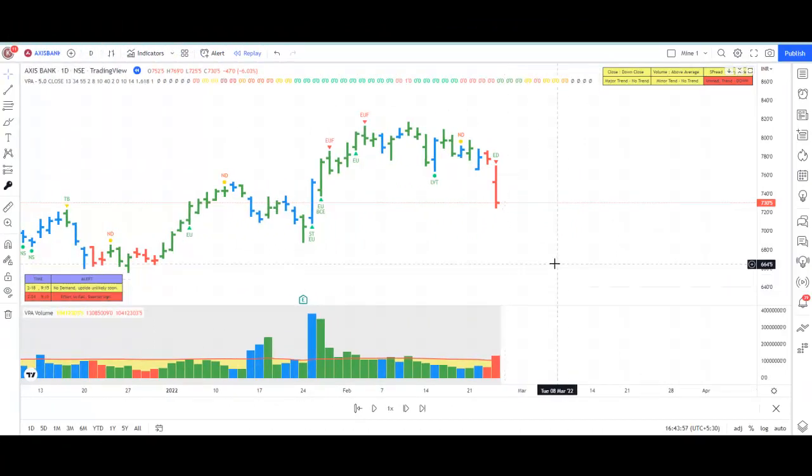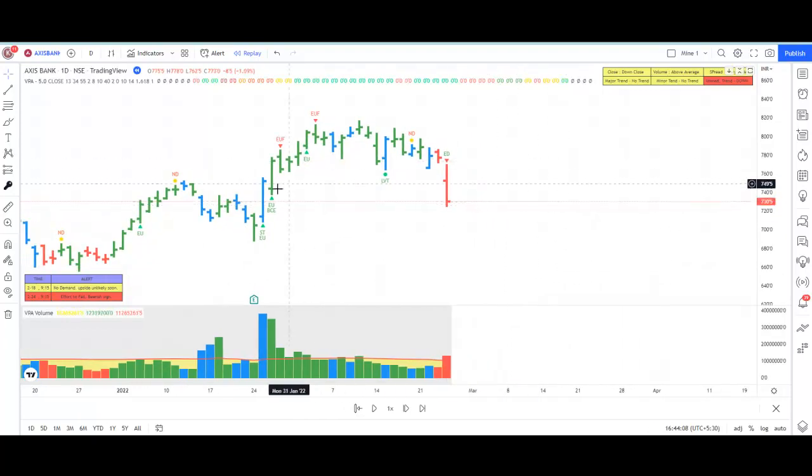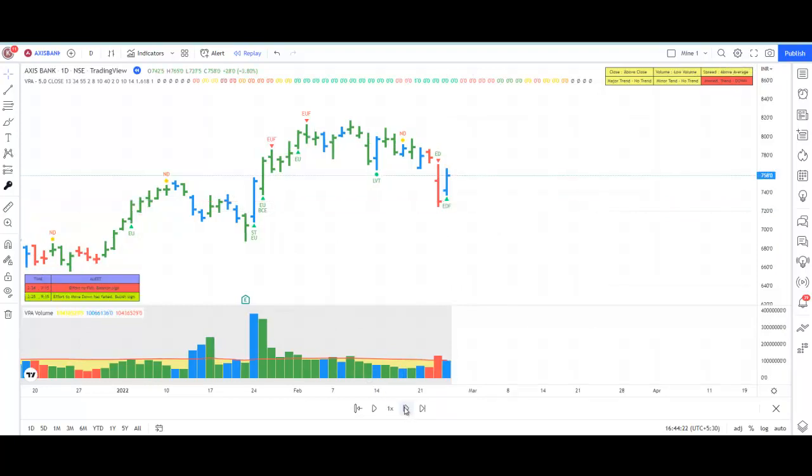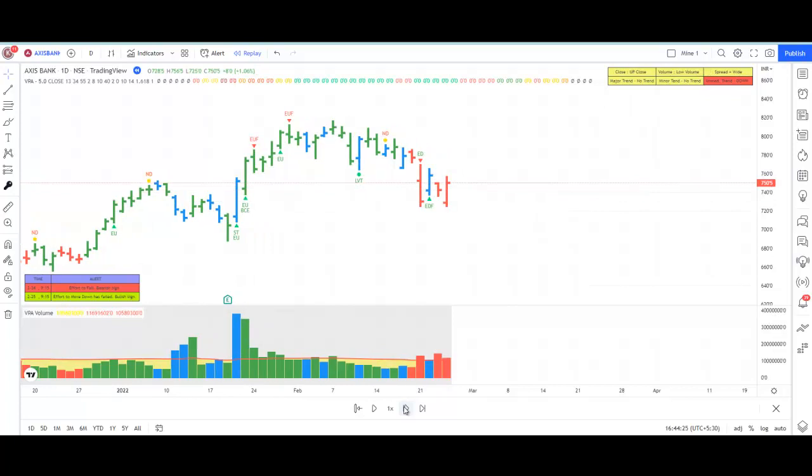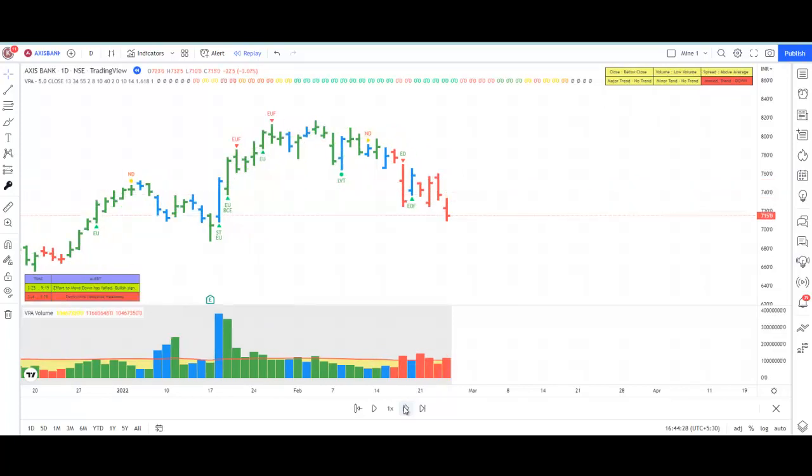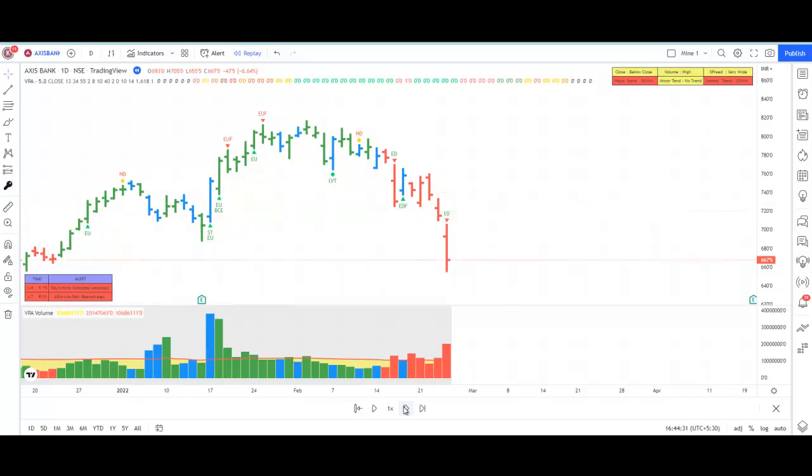In the next example, I have the chart of Axis Bank here, and our chart starts from the 24th of February 2022. The stock went up here a little, and now we can see the weakness here with an effort to move down bar. Let's see how the prices play out further. Some sideways move, again going down. Then we have an effort to move down bar on increased volume here.